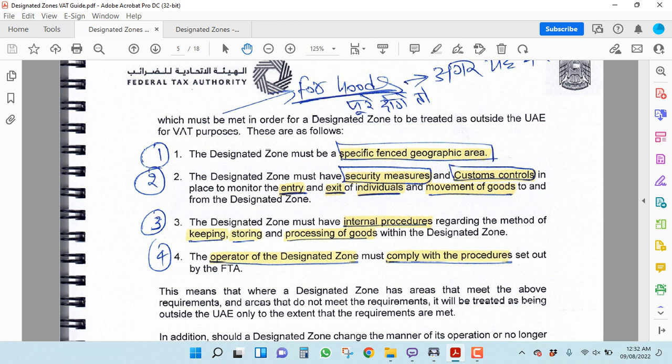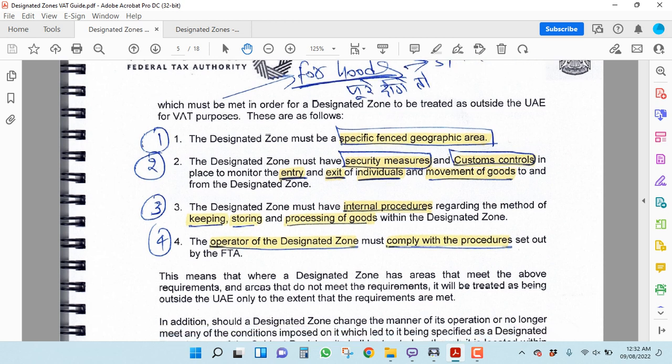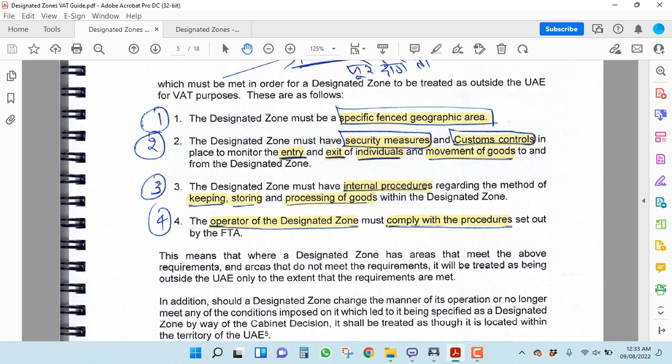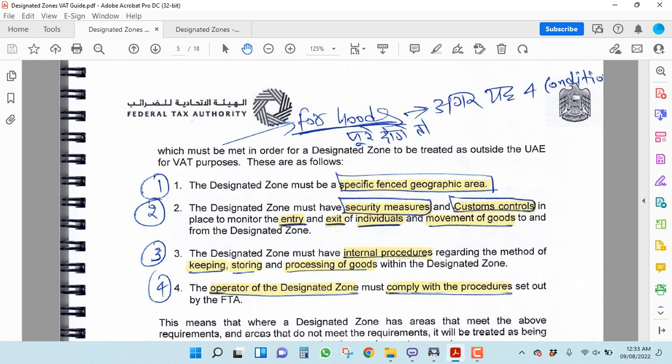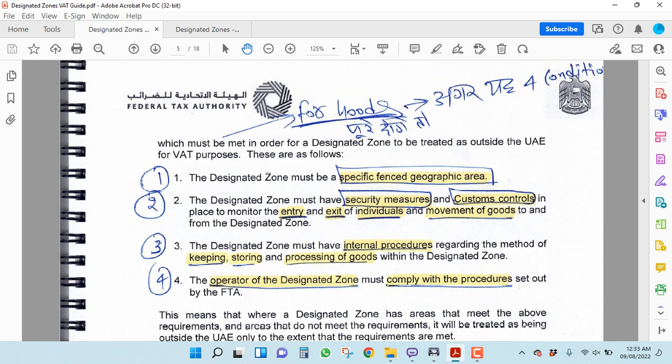There should be a specific fenced geographical area. Security measures should be there. Customs control should be there for the entry and exit of individuals and the movement of goods. The designated zone should have internal procedures regarding the method of keeping, storing and processing of the goods within the DZ. The operator of the DZ must comply with the procedures set out by the FTA. These four points, every DZ has to comply with.